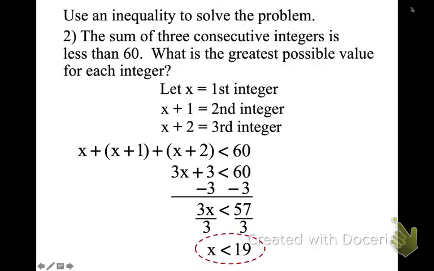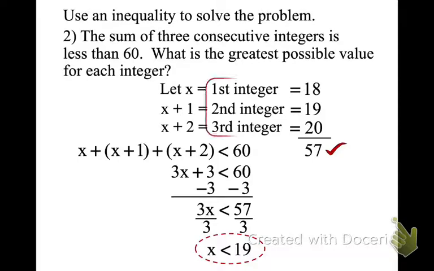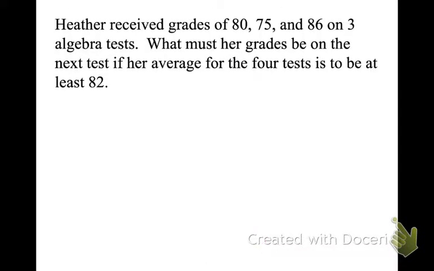Okay, we got there. But we have 18, 19, 20. And the way you check is, remember their sum has to be less than 20. So here we are, 57, and it works. Okay, so consecutive integer problems with inequalities.